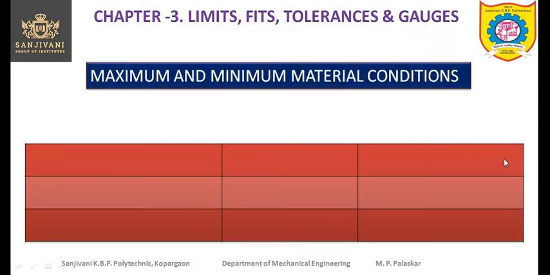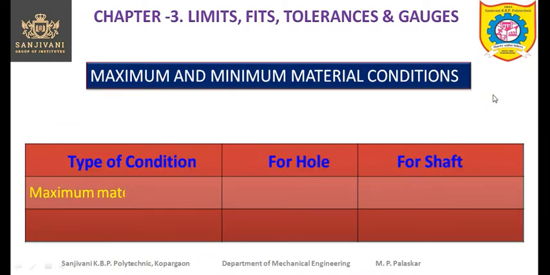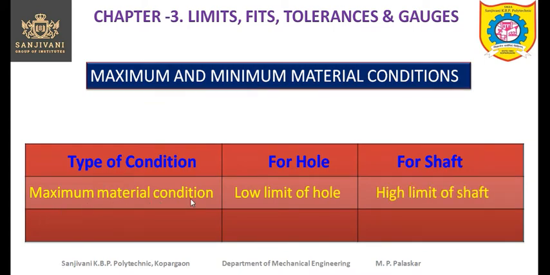Now what is the meaning of maximum and minimum material condition with respect to the size of the shaft and the hole? So these are the headings of the table. What is the type of condition? The type of condition may be maximum material condition. If the maximum material condition is there, then the hole is having the lower limit and the shaft is having the maximum limit. That means the hole is having the minimum size and the shaft is having the maximum size. In that case the material is maximum, so that condition is called the maximum material condition.